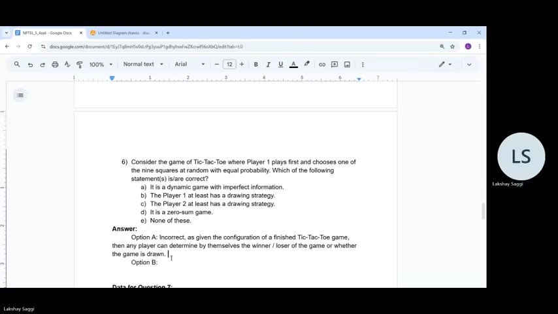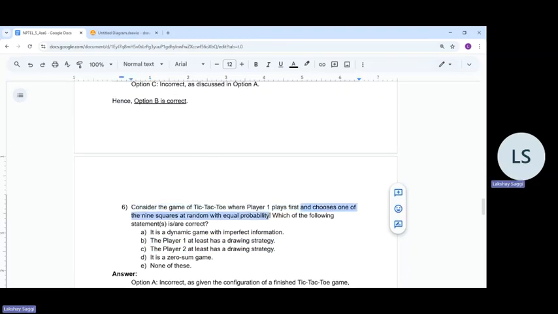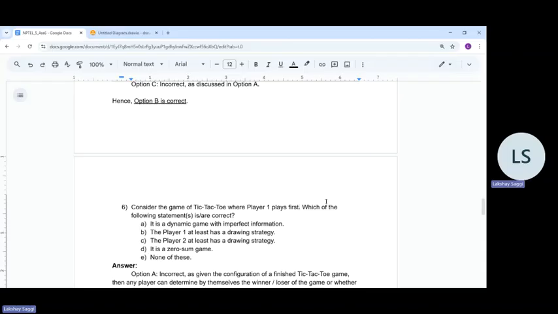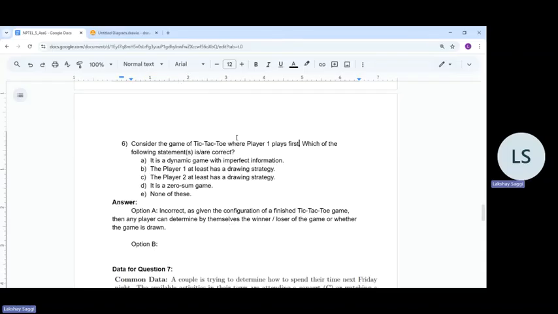Similarly, if we talk about option B, player one at least has a drawing strategy. Actually, maybe I can just remove this part, playing with equal probability, because it's not really important for us, and I don't want to go into randomizations. So option B is saying that player one at least has a drawing strategy, and option C is saying that player two at least has a drawing strategy.